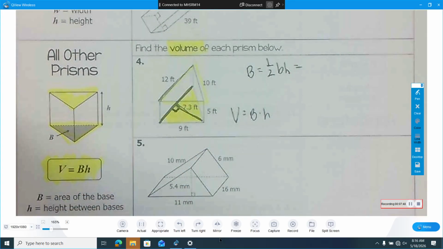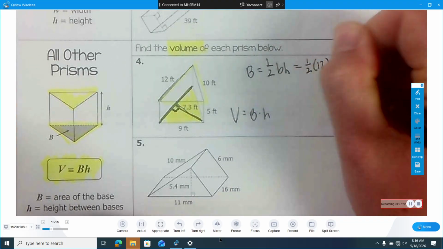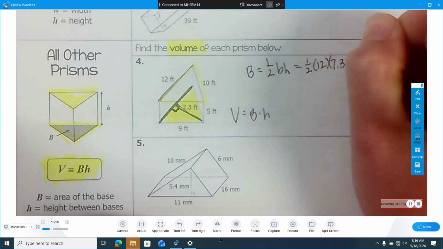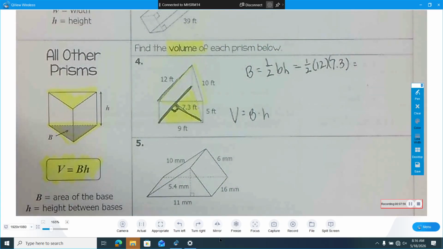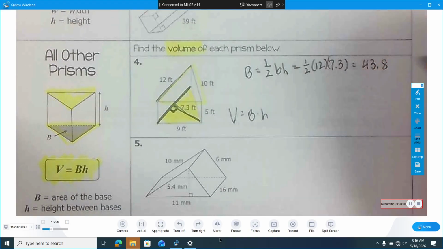They are talking about the same length there. So 1/2, 12 times 7.3. So 0.5 times 12 times 7.3 is 43.8.